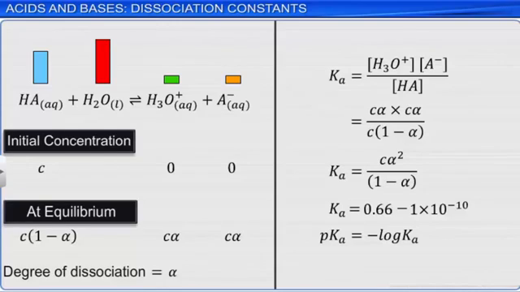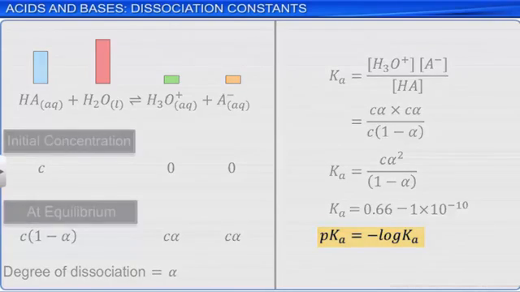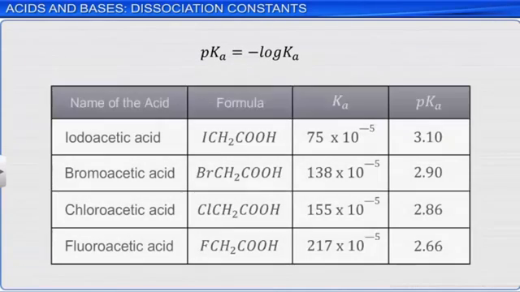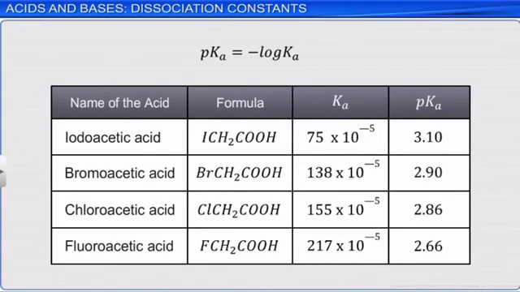The stronger the weak acid, the higher the value of Ka, and the lower is the value of pKa. For example, among the halogenated fatty acids, fluoroacetic acid with a higher value of Ka and lower value of pKa is the strongest. The dissociation constant Ka helps us in calculating the pH, equilibrium concentration, and degree of dissociation of a given weak acid.